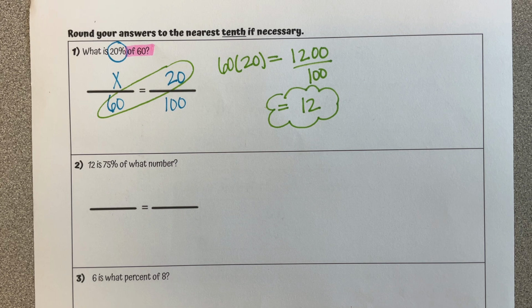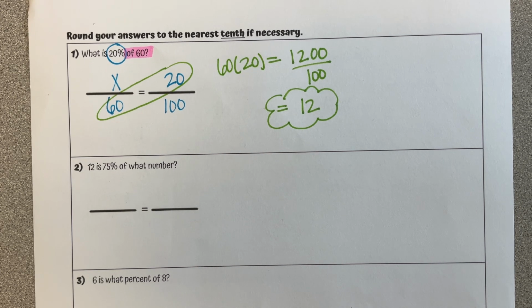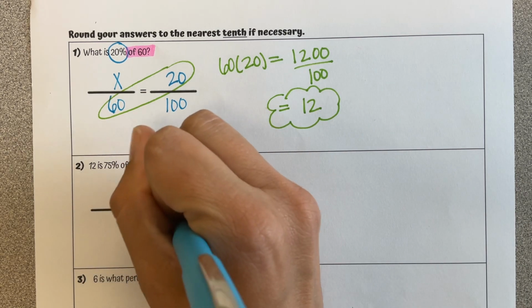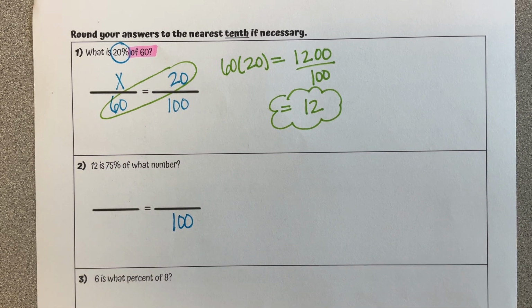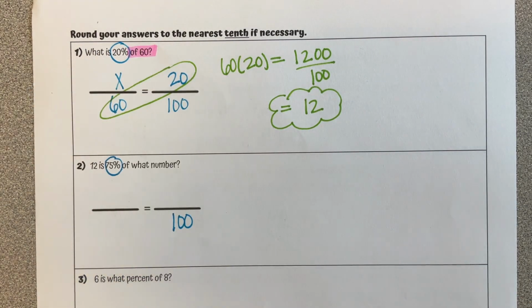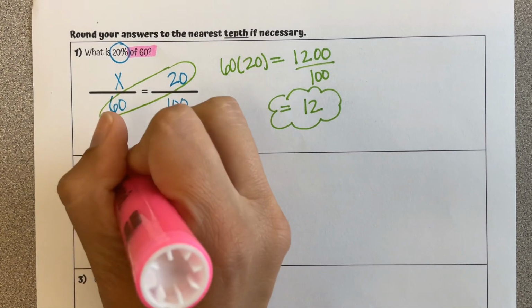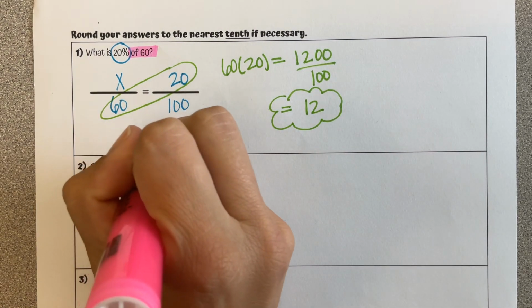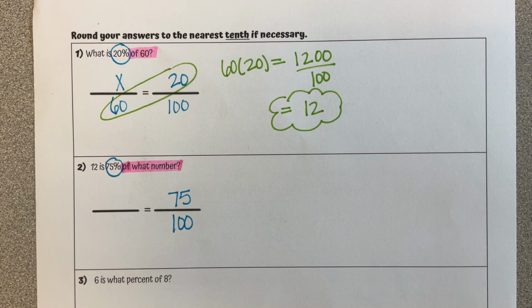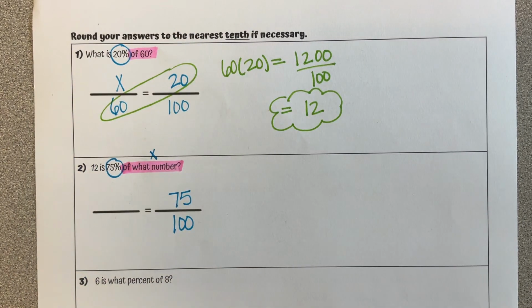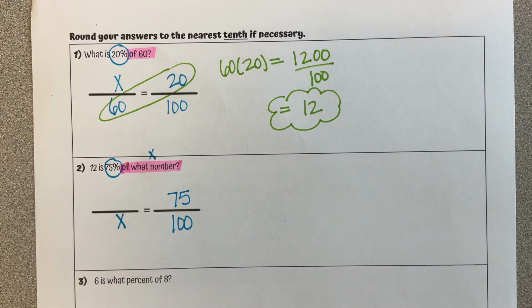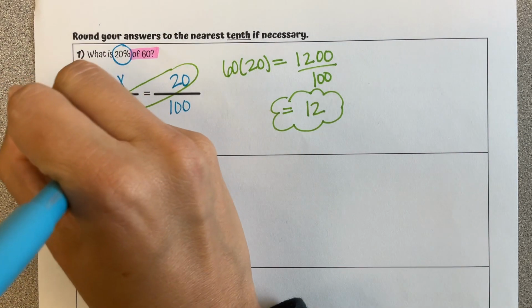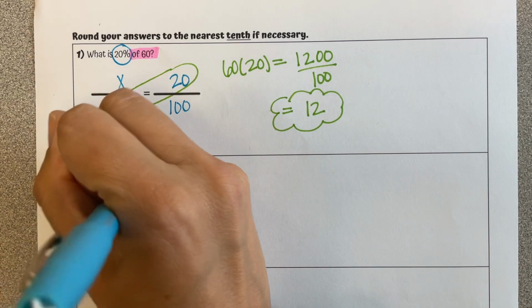Okay, number 2. 12 is 75% of what number? Again, first step, every single percent problem, out of 100. Second step, look for that percentage. I see 75%. My percent goes on top of the 100. Third step, look for the word "of" and what comes after. I see "of" right here. It says "of what number?" So it doesn't give me a number. We don't know the number. That means that is going to be my variable. So my whole is going to be the variable. And that leaves our other number, 12, as the part.